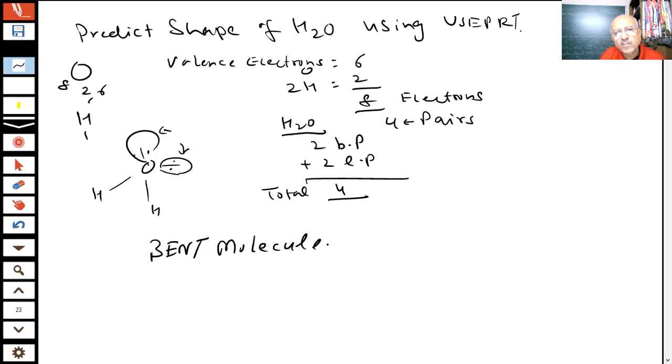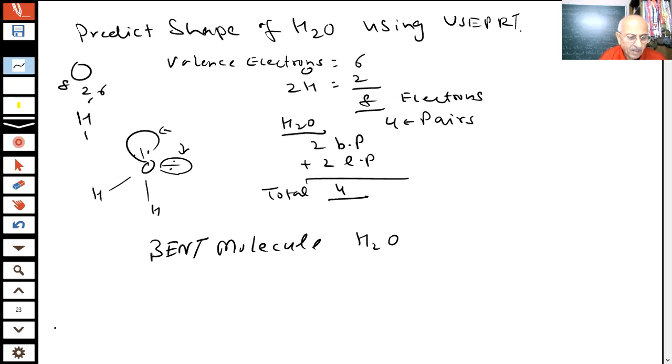What is the shape of H2O? It will be a bent molecule, H2O. The lone pairs are not going to show in the shape. This is the shape of the H2O, bent molecule. Okay, very good, students.